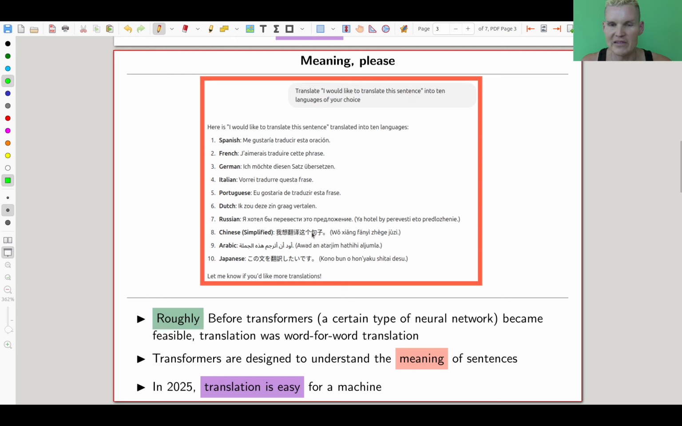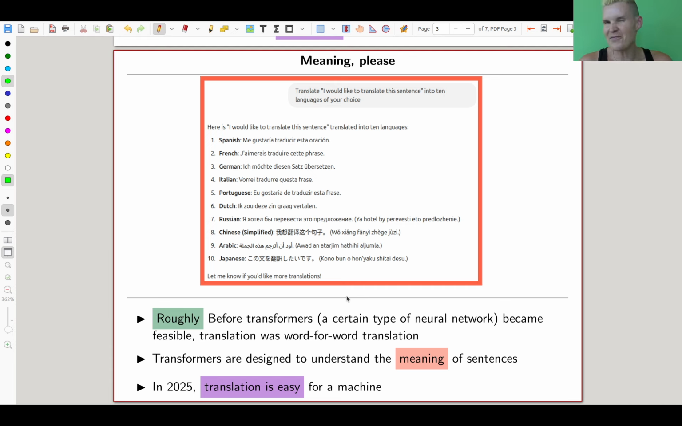So I asked ChatGPT to translate a sentence into its 10 favorite languages, which are apparently Spanish, French, German, Italian, Portuguese, Dutch, Russian, simplified Chinese, Arabic, and Japanese. So apparently that's ChatGPT's favorite 10 languages. And it works really well, actually. And if you are from a younger generation, that might not surprise you, because translation with AI has been around for a while.